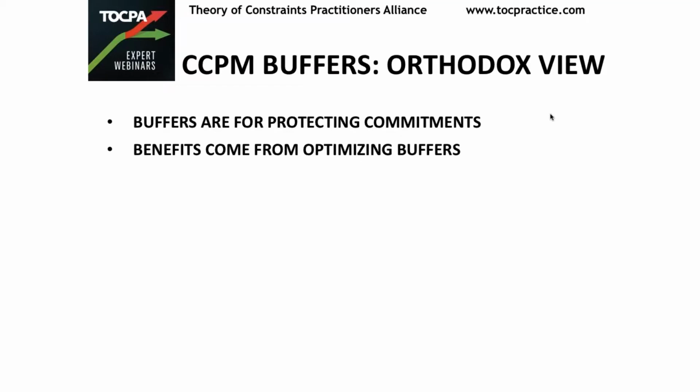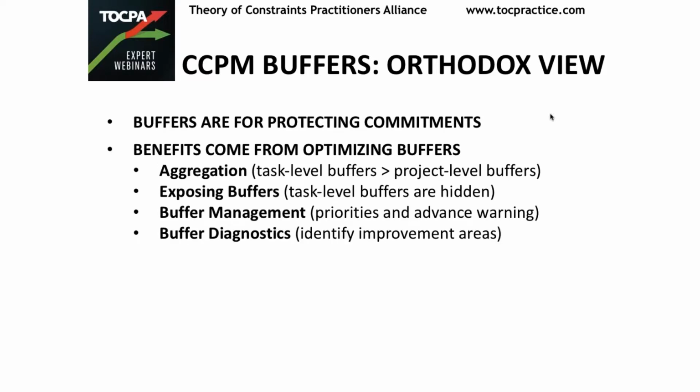And the benefits in terms of being able to deliver projects faster or being able to do work more efficiently come from optimizing buffers. And there are different ways that it has been said by various people as to how you get these benefits. One is simple aggregation. You have task level buffers. At task level, you need bigger buffers than if you aggregate the buffers at the project level. So there is going to be benefit of cycle time when you do that. And there is also going to be benefit of effort by eliminating student syndrome and Parkinson's law.